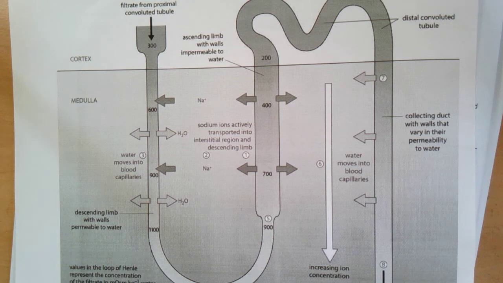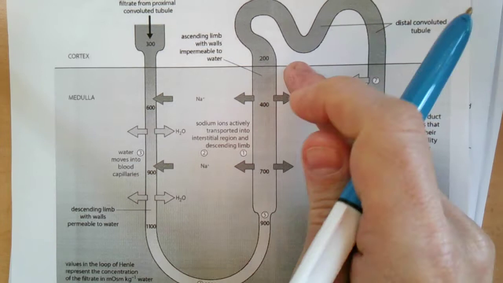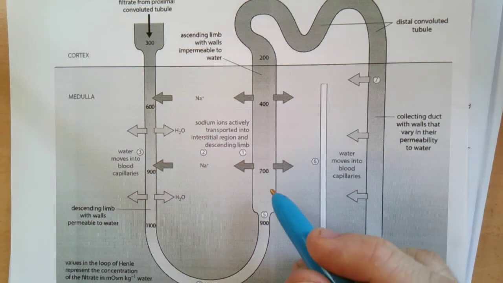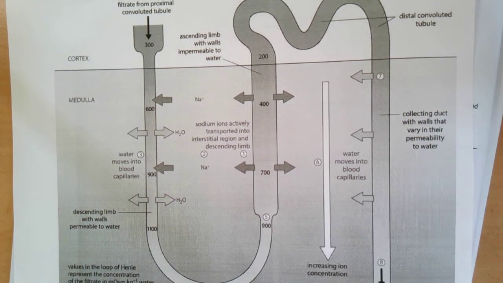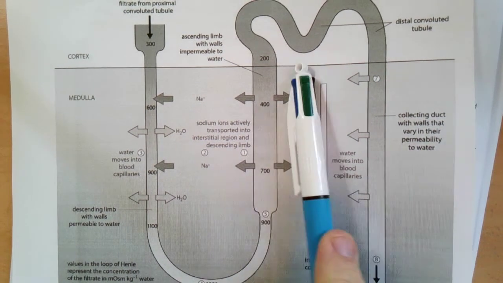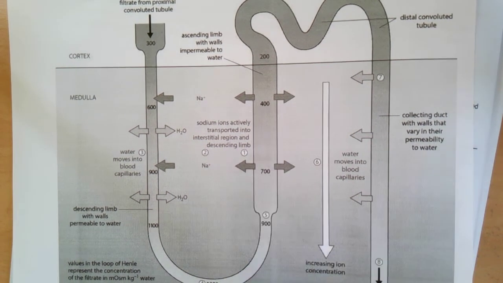Okay, so let's have a look at what is happening. Now, the first thing to remember, the ascending limb has a thick wall impermeable to water molecules, and that's where we'll begin. So we always begin, when we talk about the role of the loop of Henle, at the ascending limb. Okay, so number one there.